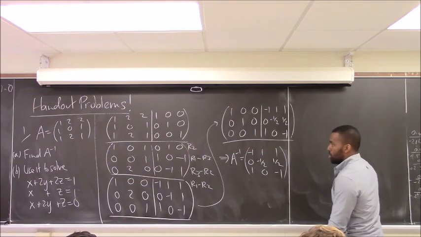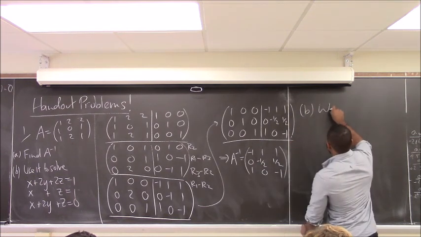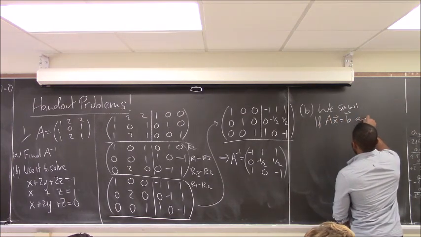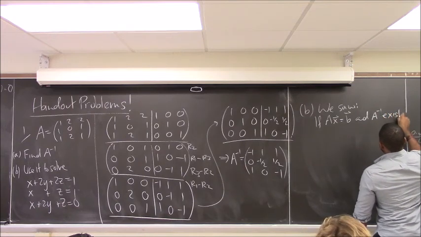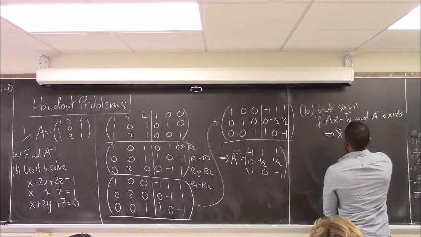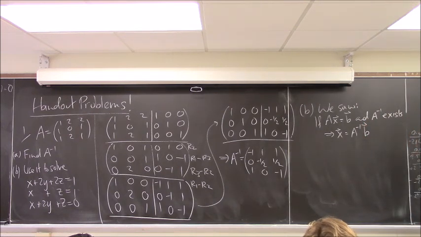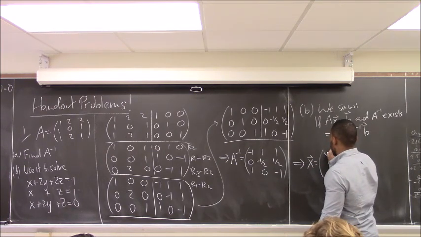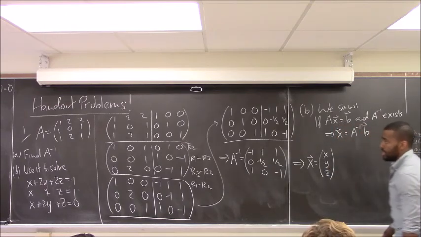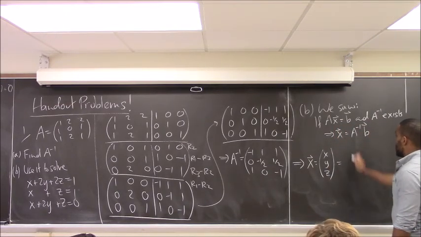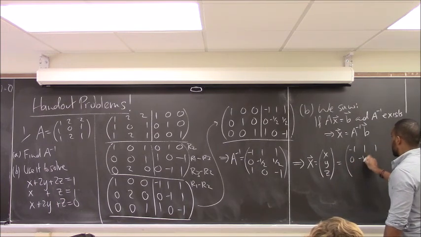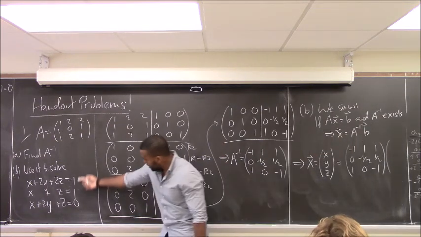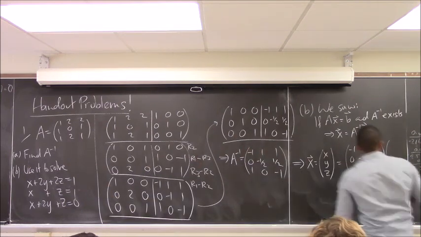So now, for B, we saw last time that if AX equals B and A inverse exists, then we can find the X by taking A inverse times the B. Since we just found A inverse, I know that X, which in this case is the solution matrix X, Y, Z, is going to be equal to the A inverse times the B. And the B is the constant matrix, the column matrix on this side, 1, 1, 0.